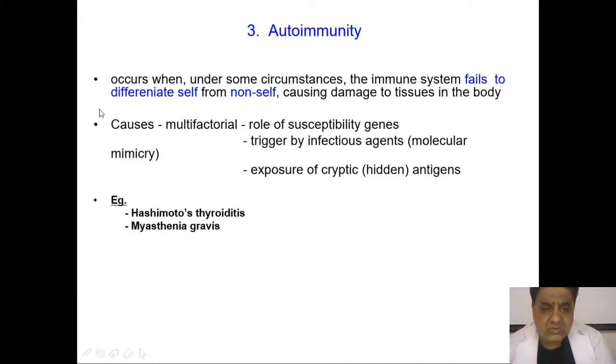Examples are Hashimoto's thyroiditis and myasthenia gravis, which are autoimmune diseases, right? Many of these diseases have a component of autoimmunity and hypersensitivity together. Once you are taught the pathogenesis of these diseases in pathology, surgery and medicine, you will understand them better.